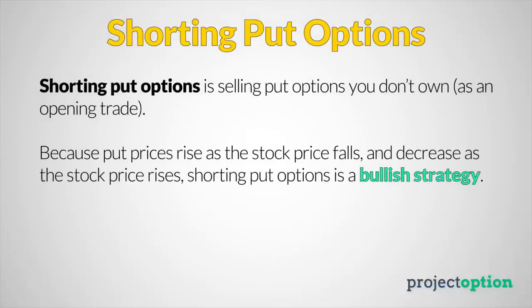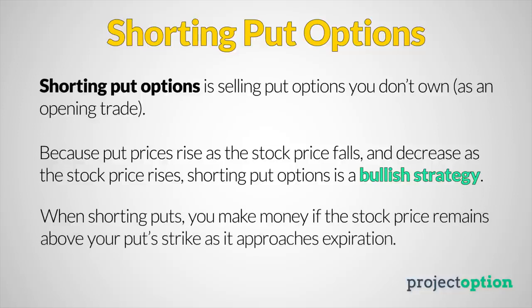And since put option prices increase as the stock price falls and decrease as the stock price increases, when you short a put option, you are putting on a bullish trade, meaning that you are putting on an options trade that will profit if the stock price increases or at least remains above your short put's strike price as time passes. Because in that scenario, the options price will be 100% extrinsic, and as an option approaches its expiration date, the extrinsic value or time value will approach zero. So let's go through an example to see exactly how this works.